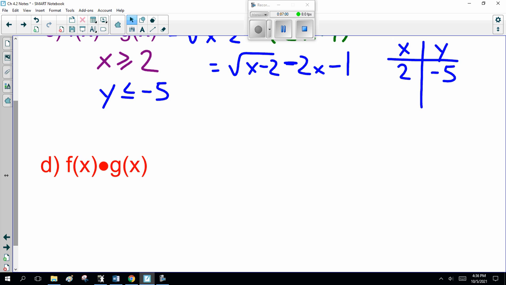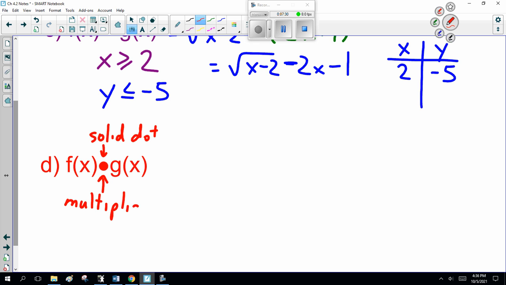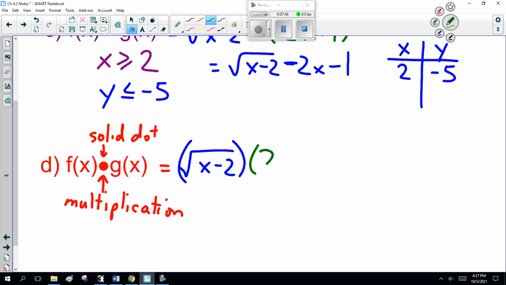Now, f of x times g of x. Okay, f of x times g of x. Ooh, now we have to do some thinking. Note this is a solid dot. That means multiplication. Yes, a hollow dot means something else. So if you're looking at some notes or go online, you might see a hollow dot. That means something different. Now, this is the square root of x minus 2 times 2x plus 1.